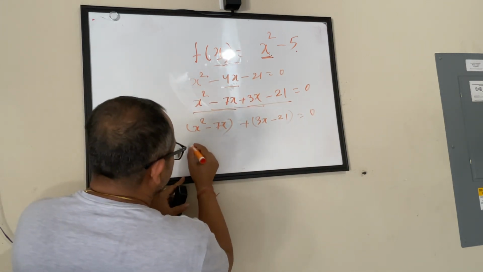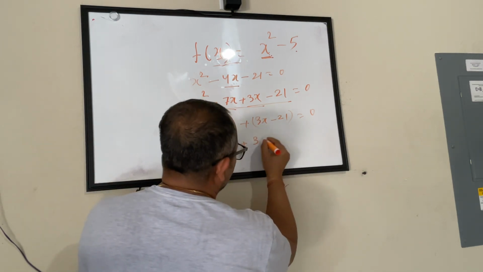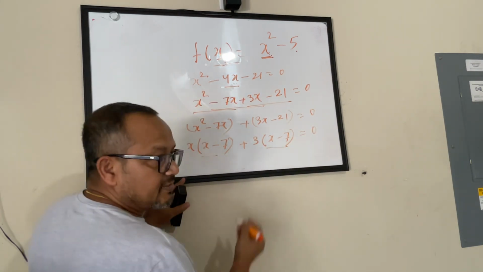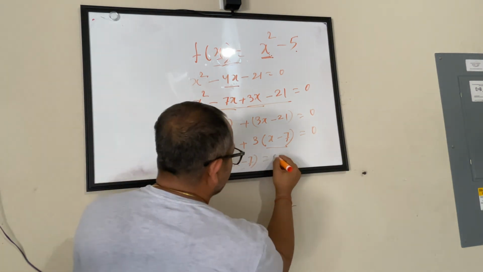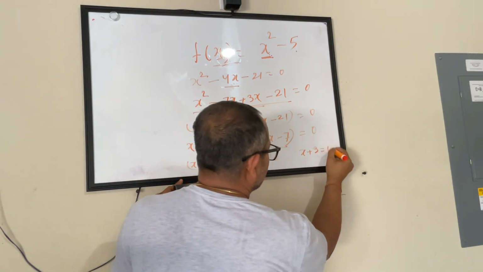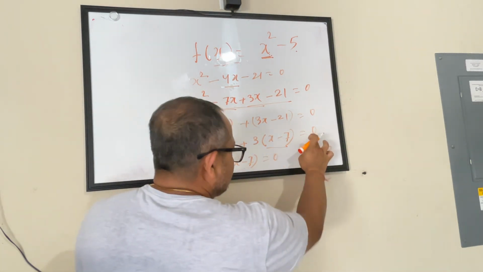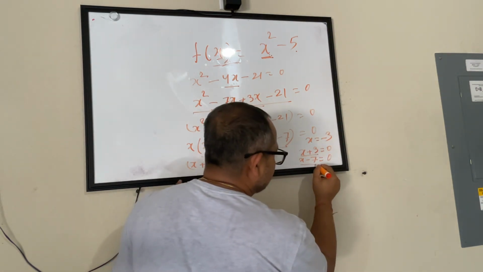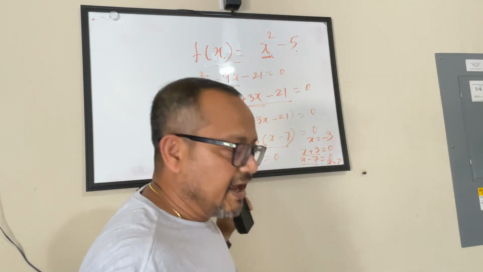Now find out what is common here. x I can take common: x minus 7, plus here I can take 3 common, so x minus 7. This is common in both of them. So this becomes x plus 3 into x minus 7 equals 0. So either x plus 3 equals 0 or x minus 7 equals 0 or both are 0. In all the scenarios, it will give me a 0. When x plus 3 equals 0, x equals minus 3. When x minus 7 equals 0, x equals 7. Everybody with me so far?